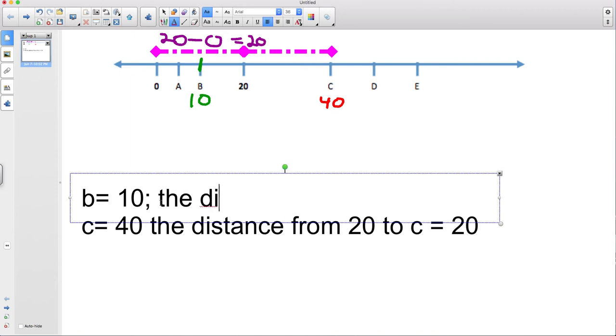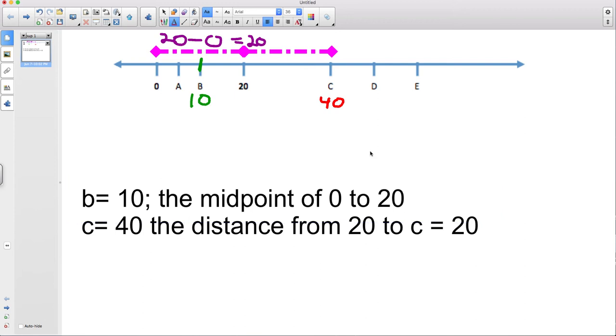And you know what? I'm going to change that. I'm going to say the midpoint. That's a great word to use in this. The midpoint of 0 to 20. Because when you say midpoint, you're talking at the very point that is the middle of 0 and 20, which we know is 10. So that would be a good explanation for B.